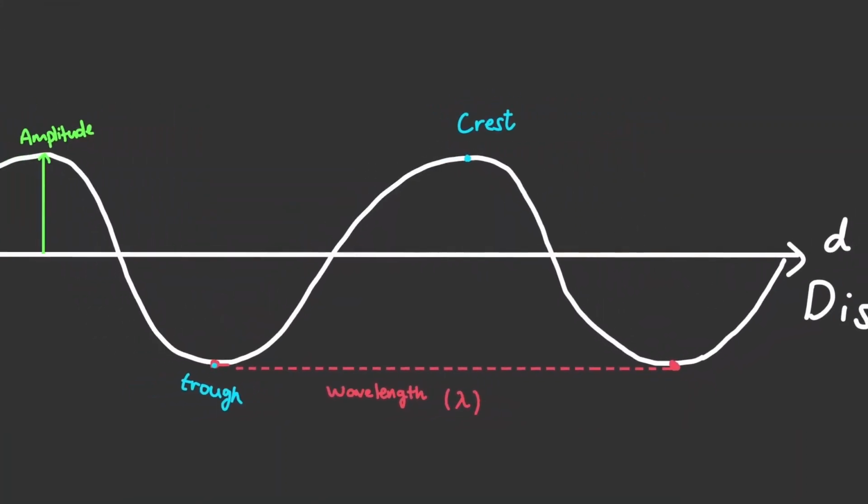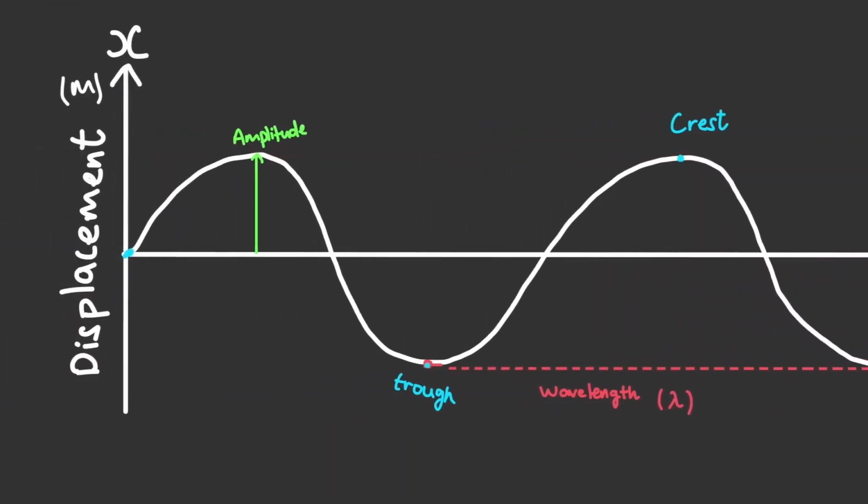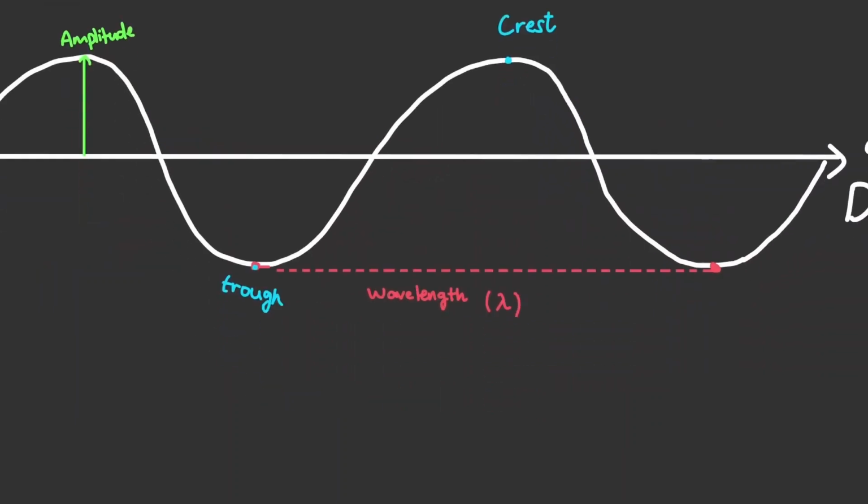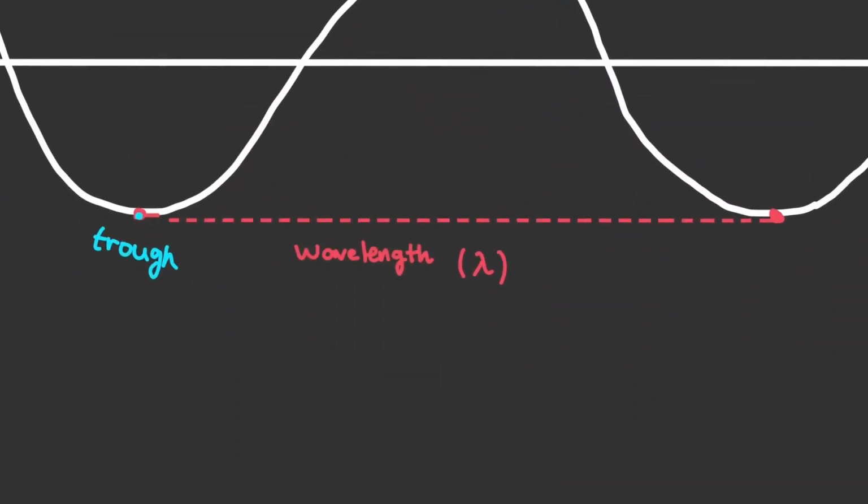The wavelength is essentially how far the wave travels in one oscillation. And to measure this, we can measure one oscillation from a crest to a crest, or a trough to a trough, or realistically from any point in one oscillation to another, like this. The symbol for a wavelength is lambda.